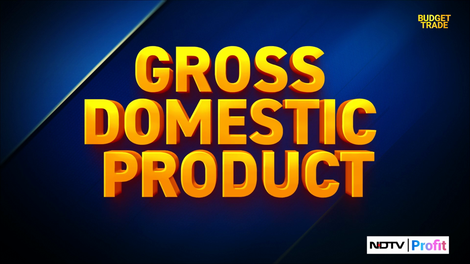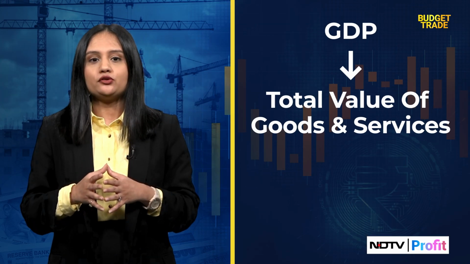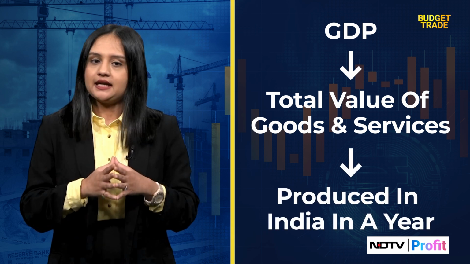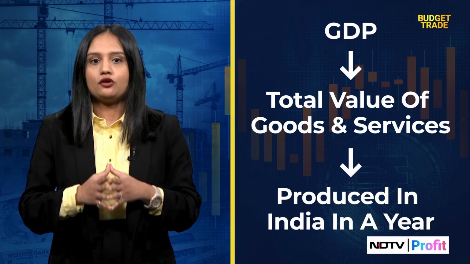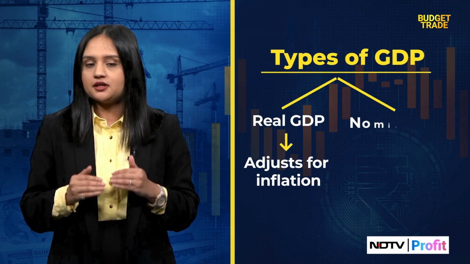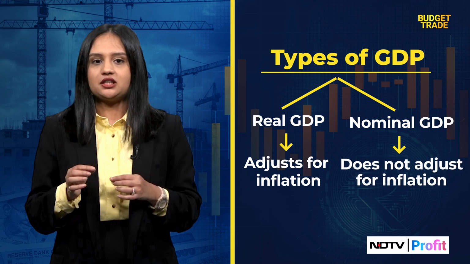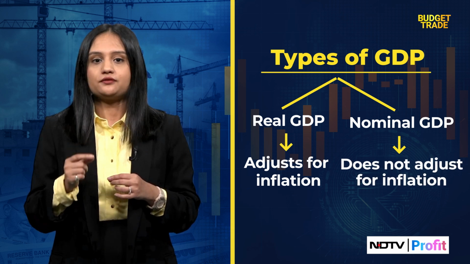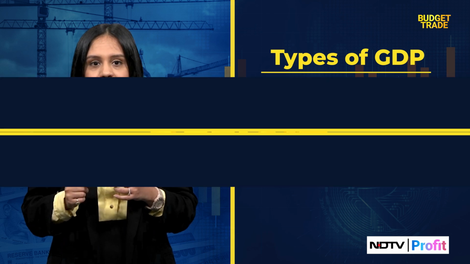Now, you've probably heard of GDP or Gross Domestic Product. This is the total value of all goods and services produced within India's borders in a year. It is a key indicator of country's economic health. There are two types: real GDP, which adjusts for inflation, and nominal GDP, which doesn't. Real GDP gives a more accurate picture of economic growth because it accounts for changes in price levels.